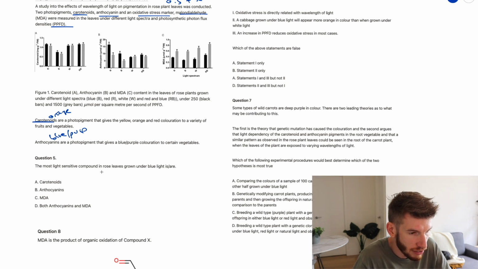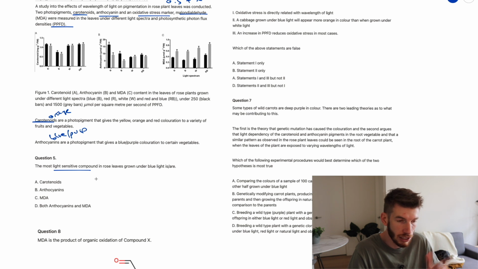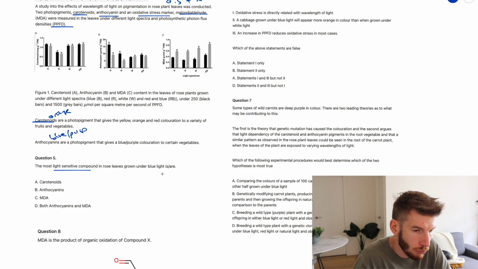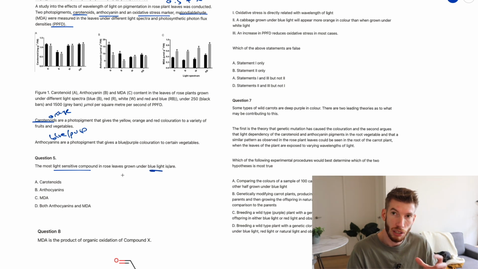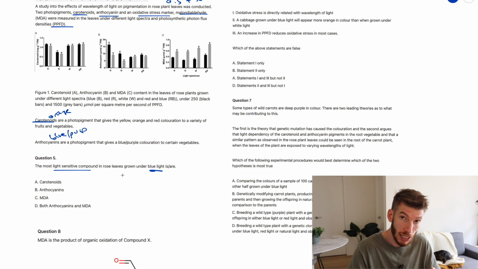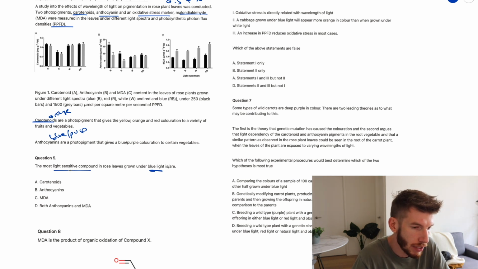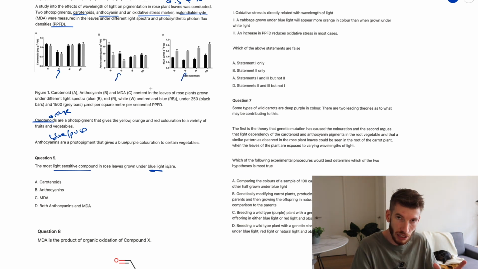The most light-sensitive compound in rose leaves grown under blue light is or are. Okay, so I can see keywords here are going to be light-sensitive, so responds kind of dramatically to light change. And we're looking specifically at blue light, and we're trying to make decisions between each of the three different compounds. So if we look to the blue light on each of them, then we're going, okay, what's the independent variable? So blue is staying constant, but what is changing? That was the light intensity. So that must be the ppfd, going from black to gray bar.